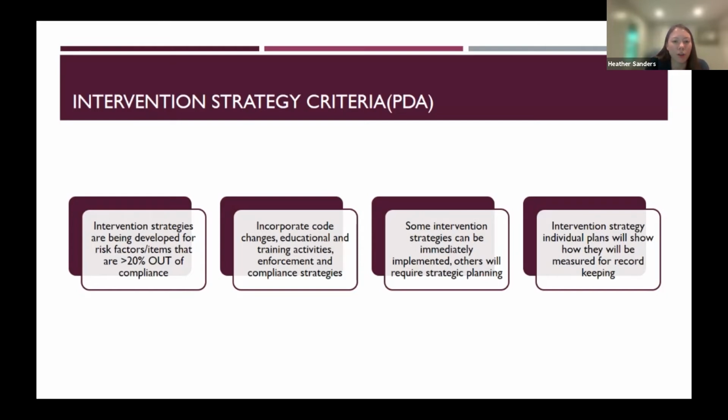Some of our intervention strategies can be immediately implemented, while others require more strategic planning as a project. An important aspect of the intervention strategy is to develop a way for the intervention strategy to be measured to see if the strategies have worked by the next risk factor study conducted. Next slide, please.